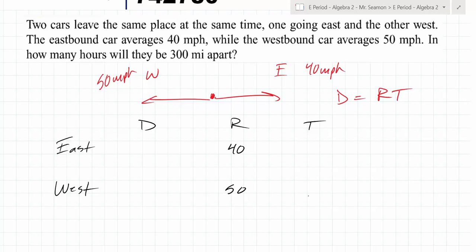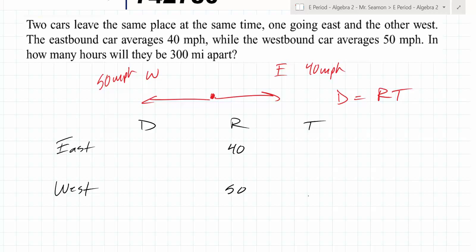Let's use x. And is the time going to be the same for the east and the westbound cars, or is it going to be different? Two cars leave the same place at the same time. Well, one's going faster than the other. Does that affect time? That's not what it's asking. It's asking how long it will take them to get this many miles apart. So did one car leave before the other car? No. It would still take the same amount of time.